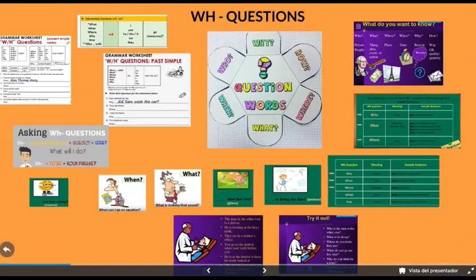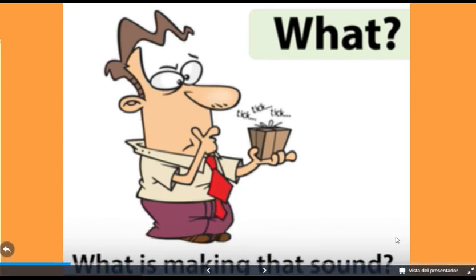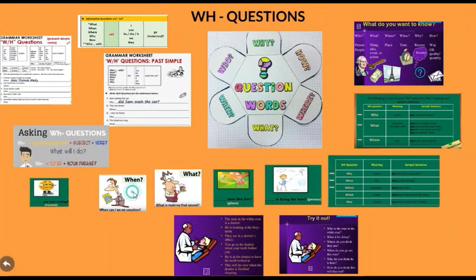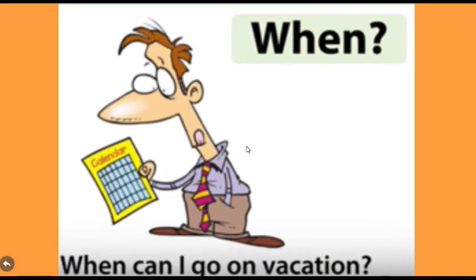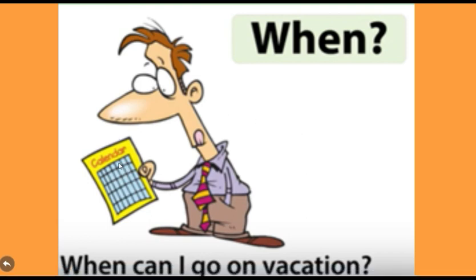In the next example we have here, it says what. Look at this one. It is like an idea. What is making that sound? You are thinking, what is making that sound? So remember that we use what when we want to express an action, an idea, a thing, of course. So the next one we have when. Look at this one. When expresses time. We use when we want to express time. So for example, when can I go on vacation? When he is looking at the calendar because he is looking forward to his vacation, I think. So when is your birthday? When is the party? We can use this example as well.